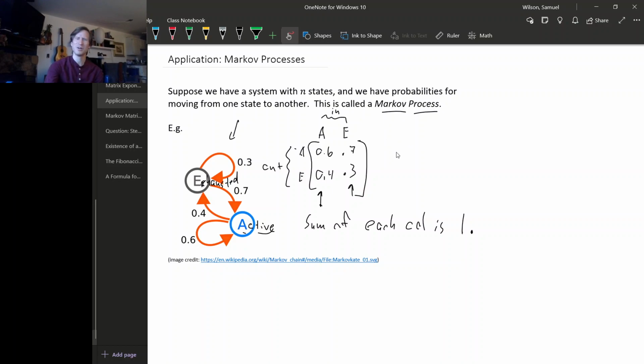I guess also all the entries in this matrix have to be greater than or equal to 0 and less than or equal to 1, because probabilities have to be between 0 and 1. So any Markov process like this we can turn into a matrix. This matrix is called a transition matrix. So that depicts all of it. It's a nice way to package all of the information that's presented in this kind of diagram.